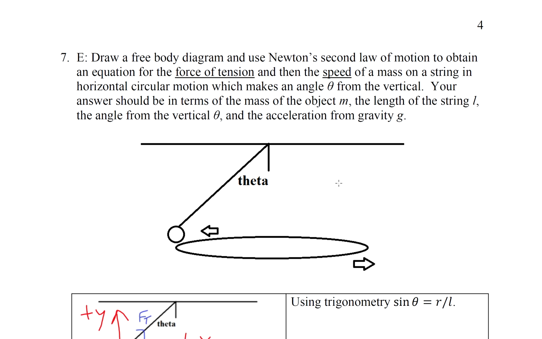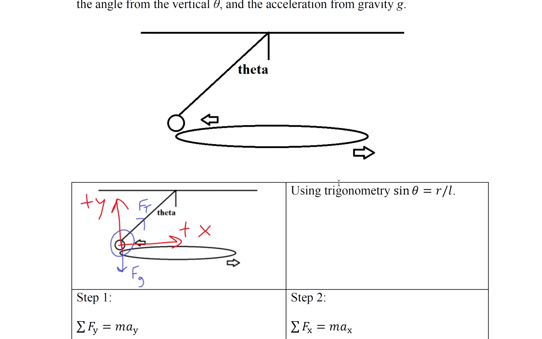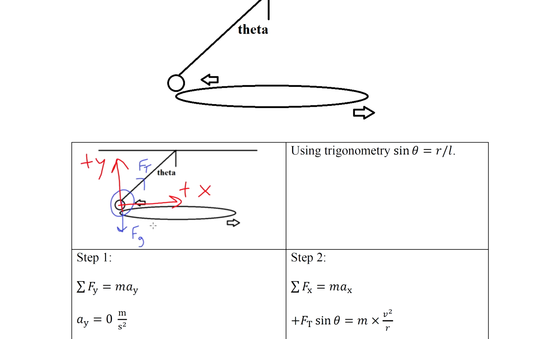Question 7. Draw a free body diagram and use Newton's second law of motion to obtain an equation for the force of tension and then the speed of a mass on a string in horizontal circular motion, which makes an angle theta from the vertical. So imagine this object is moving in a horizontal circle.